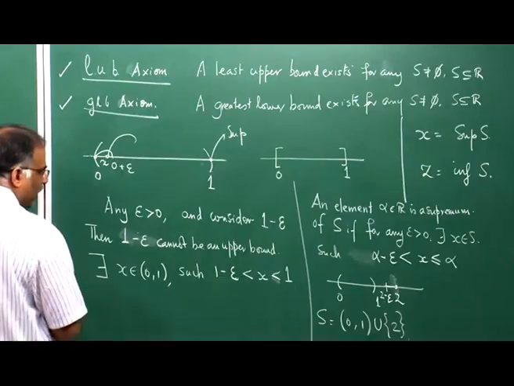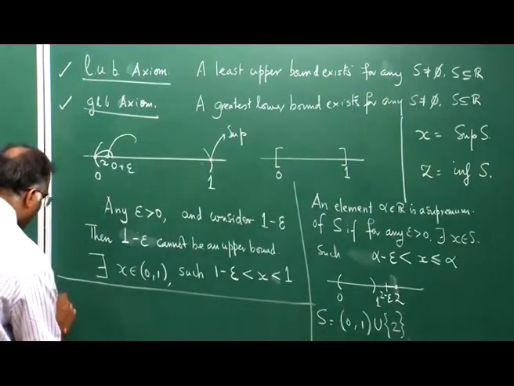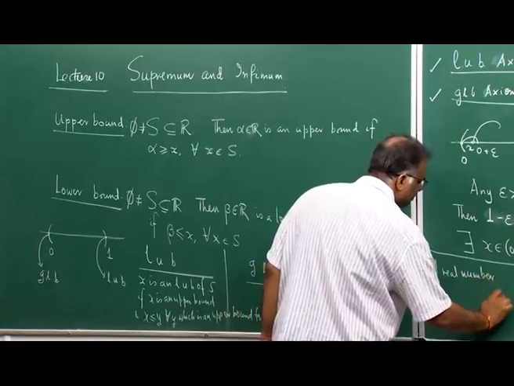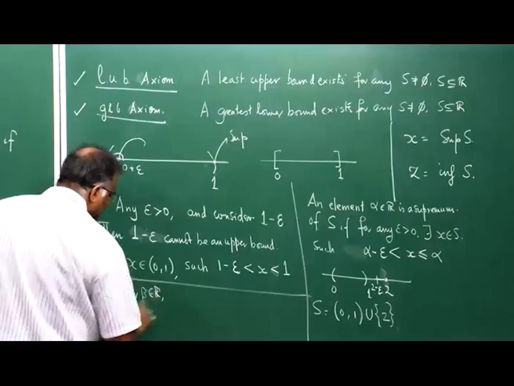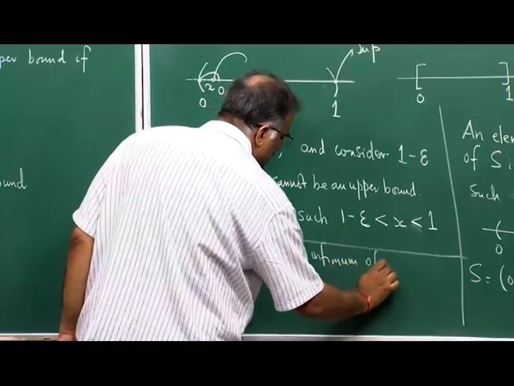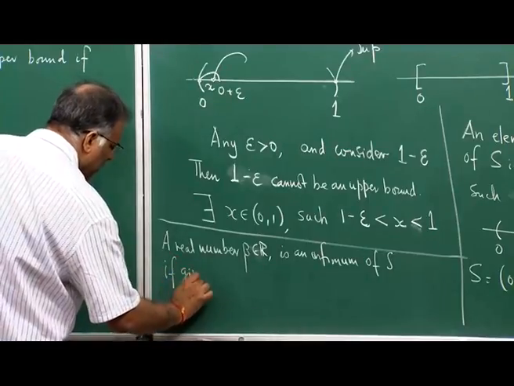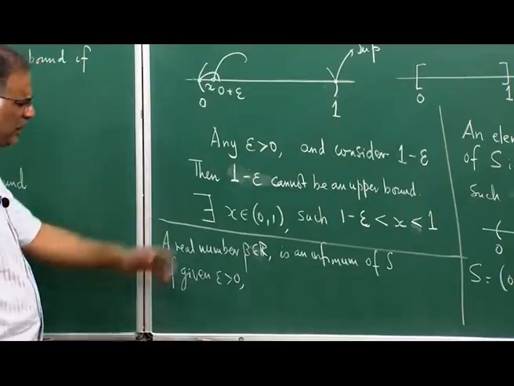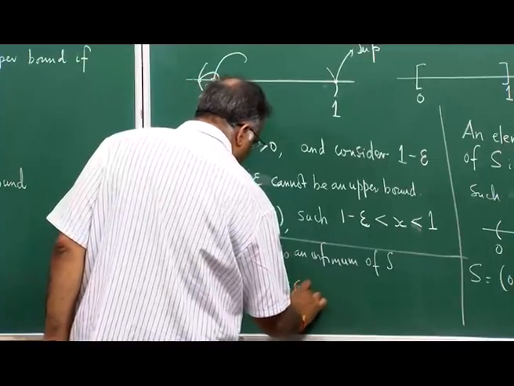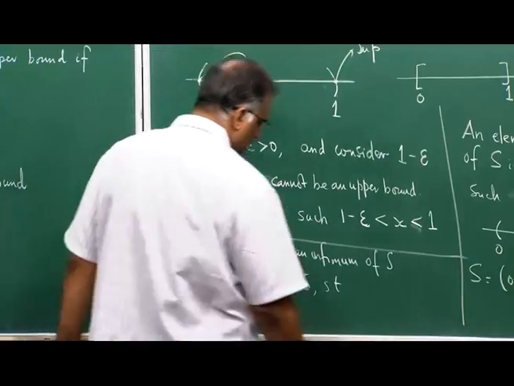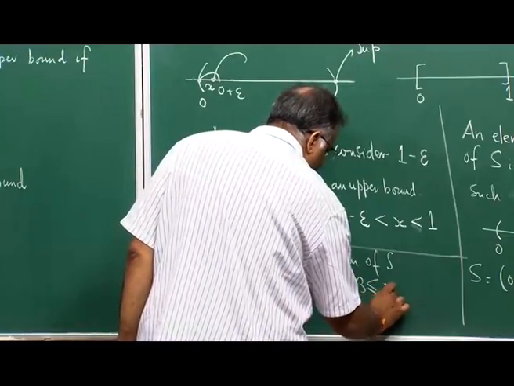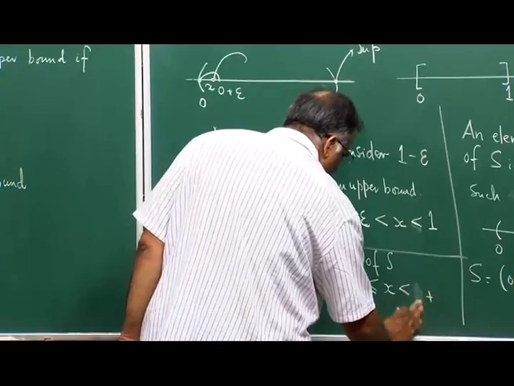Similarly, if you look at the infimum, a real number beta, beta an element of R, is an infimum of S if, given epsilon greater than 0 no matter how small, there exists x an element of S such that beta is less than or equal to x, which is strictly less than beta plus epsilon.